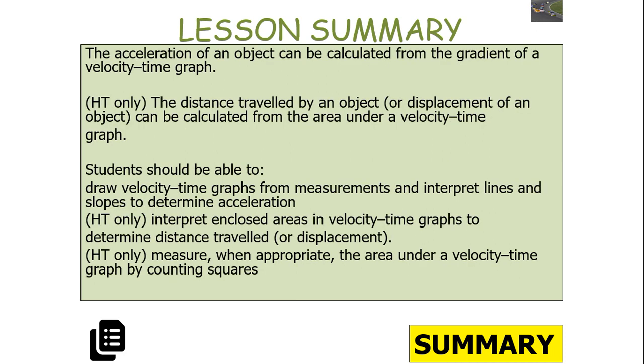The acceleration of an object can be calculated from the gradient of a velocity time graph. Now, the distance travelled by an object or the displacement can be calculated by the area under velocity time graph, which is a higher tier only skill. And then you should be able to draw velocity time graphs for measurements and interpret the lines and the slopes to determine acceleration, interpreting closed areas in velocity time graphs to determine the distance travelled or the displacement for higher tier only students, and then where appropriate, calculate the area under velocity time graph by counting squares, which again is for higher tier only students.